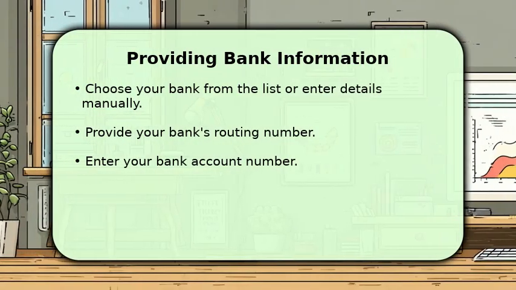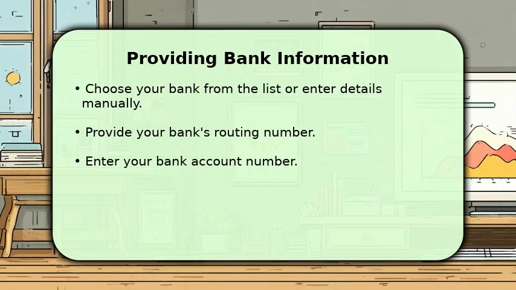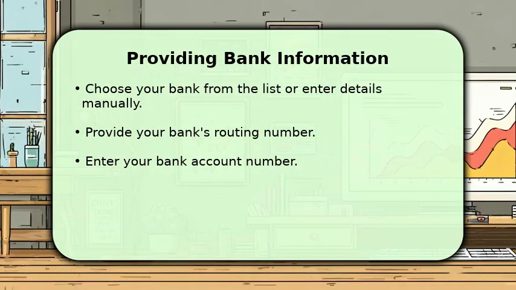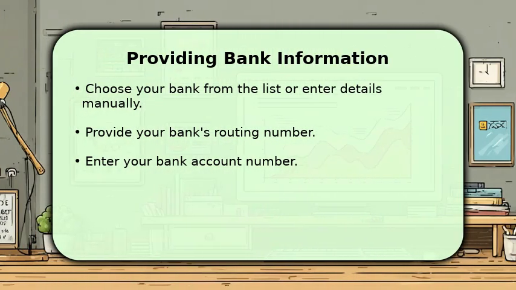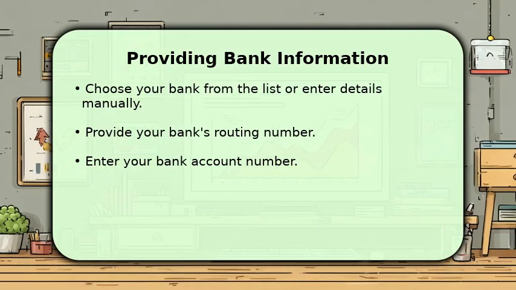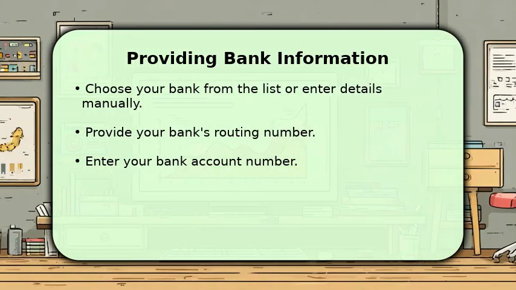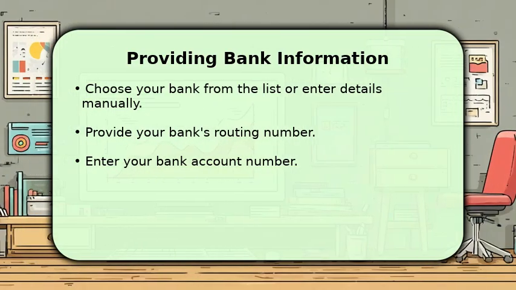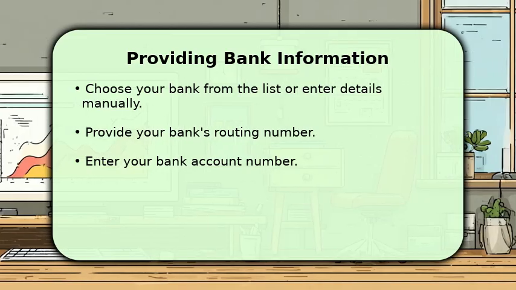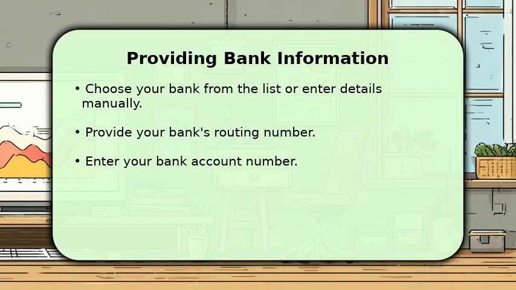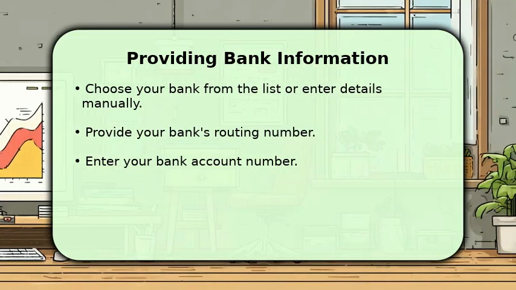Next, you will need to provide your bank's details. PayPal may offer a list of popular banks for you to choose from, or you can opt to enter your information manually. You will need your bank's routing number, which is a 9-digit code, and your specific bank account number. Double-check these numbers carefully to ensure accuracy, as incorrect details could delay the linking process or cause issues with transfers.